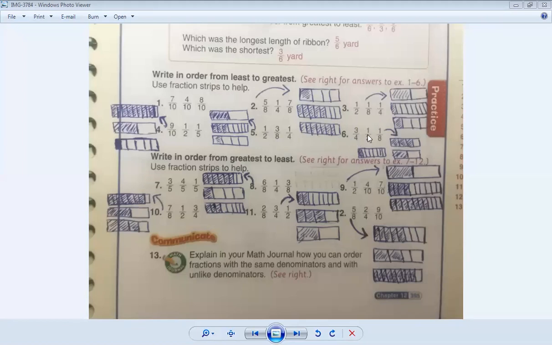Number 6. Okay, here. We have 3 out of 4, 1 out of 2, 1 out of 8. Okay? Here, 3 out of 4, 1 out of 2, 1 out of 8. Which one is the smallest one? 1 out of 8. True.